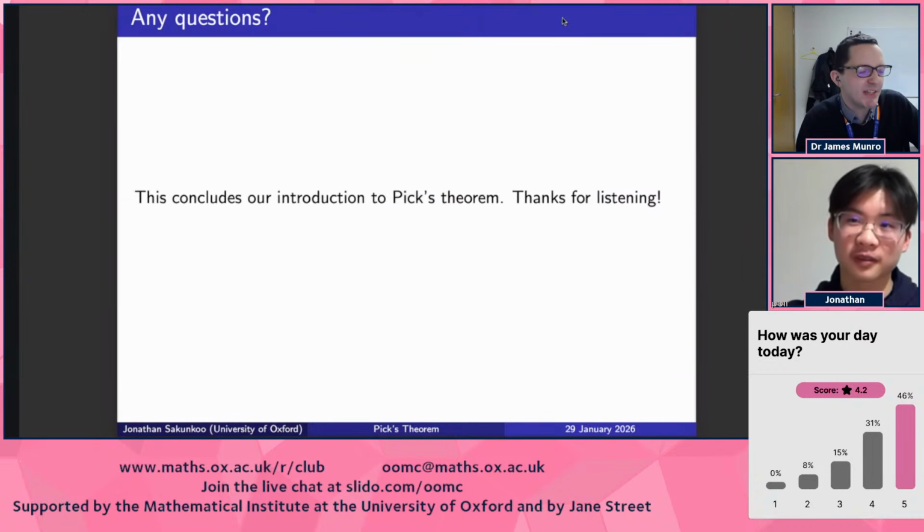Nice. Someone in chat says topology in all capital letters. Just topology. I like this energy.